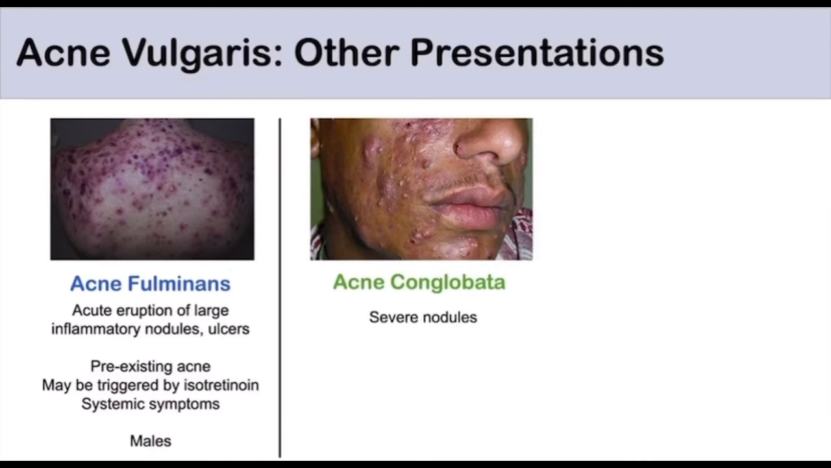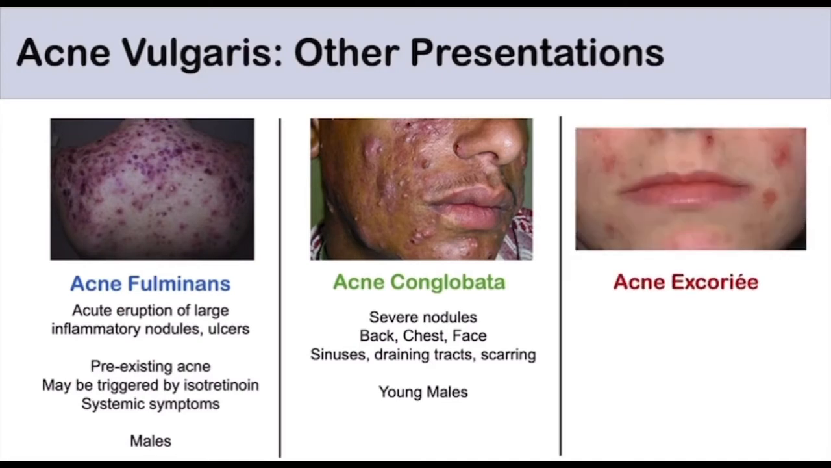Acne conglobata is essentially very severe nodules of acne. It generally affects the back, chest, and face. They can get sinuses, they can have draining tracts and cause very bad scarring, and this condition generally affects young males. And the last one I want to talk about is what we call acne excoriae.